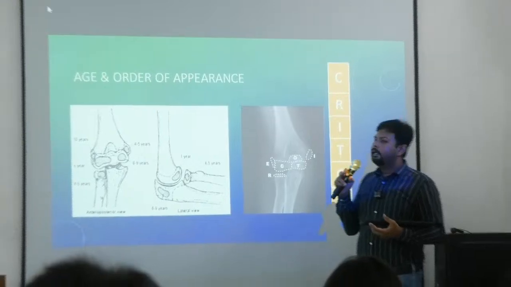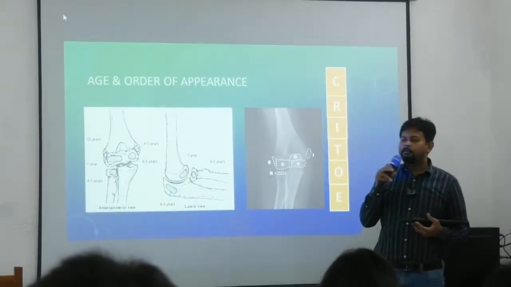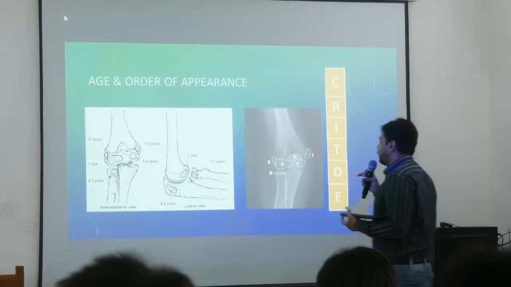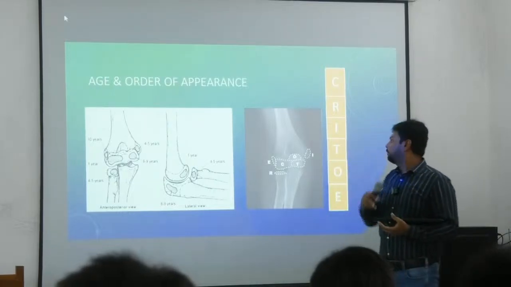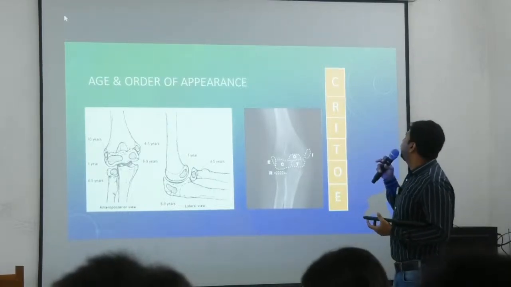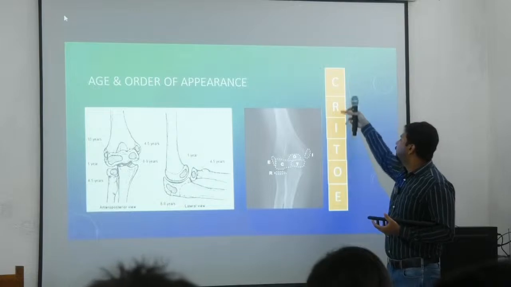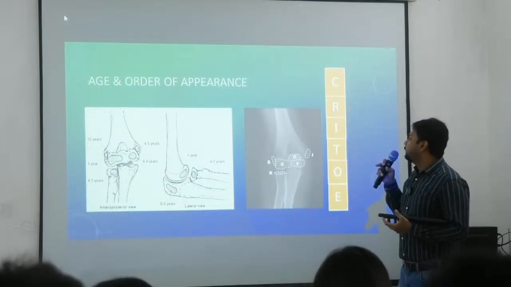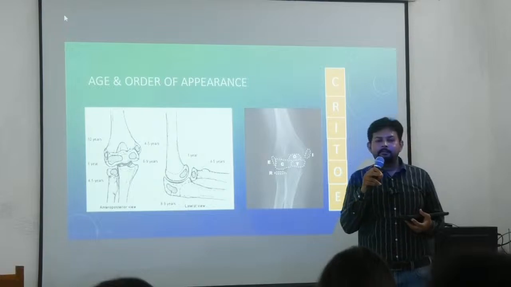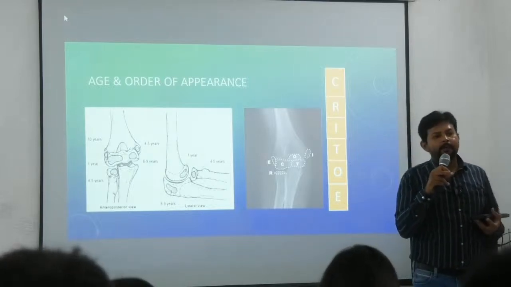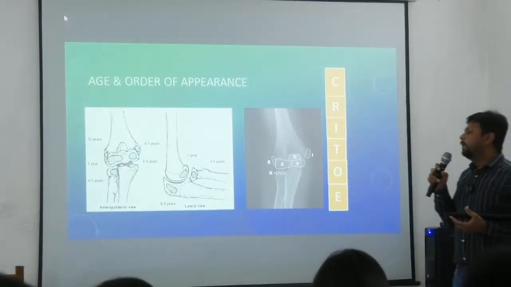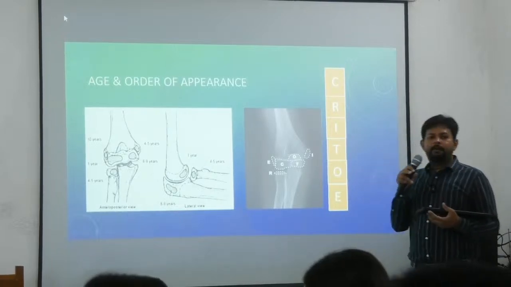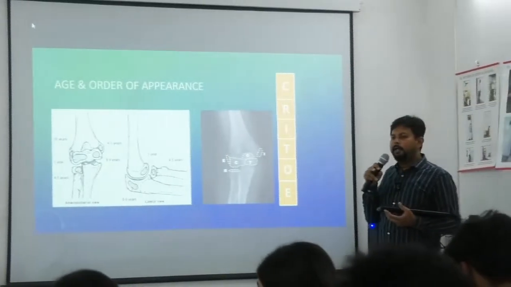আচ্ছা, এবার এজ অ্যান্ড অর্ডার অফ অ্যাপিয়ারেন্স অফ সেকেন্ডারি অসিফিকেশন সেন্টার্স ইন এলবো জয়েন্ট, ঠিক আছে? So here we have a mnemonic CRITOE, ঠিক আছে? So C stands for capitulum, R stands for radial head, I stands for internal epicondyle or medial epicondyle, ঠিক আছে, internal or medial epicondyle.